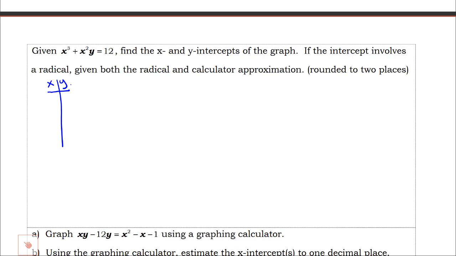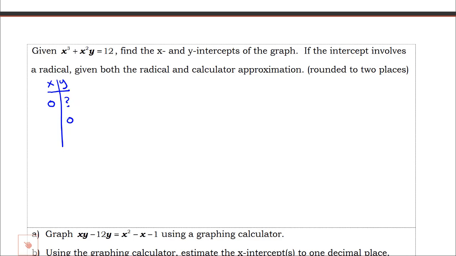Like we said, to find the y-intercept, that's easy. Let x equal 0. And what happens if x is 0? Doesn't work. Perfect. 0 equals 12, that's nonsense, right? So I don't think that's going to happen.